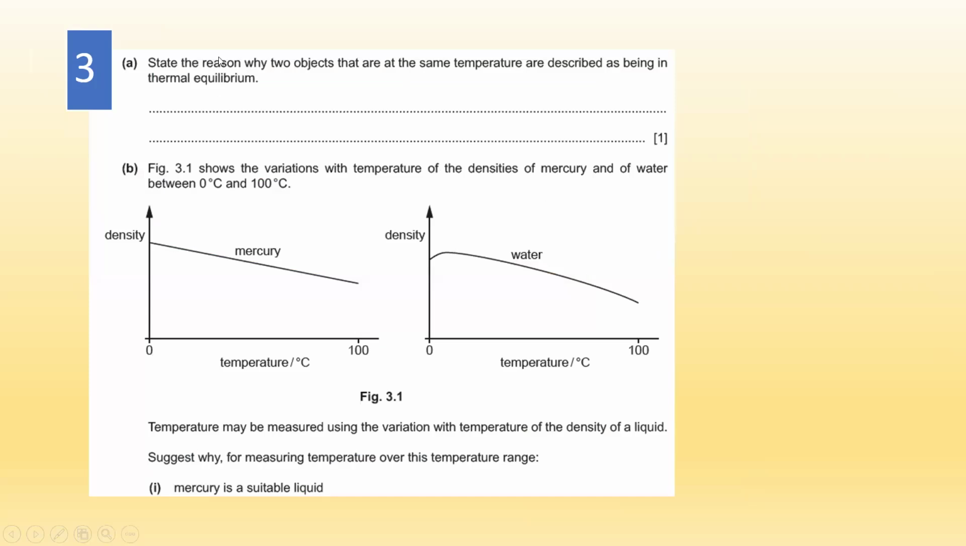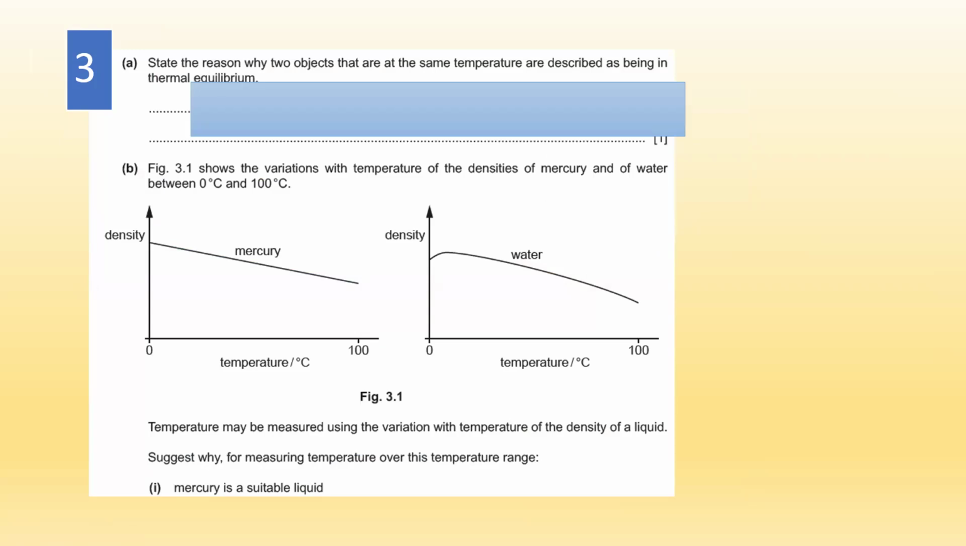State the reason why two objects that are at the same temperature are described as being in thermal equilibrium. No net thermal energy transfer between them. Same temperature, given already.